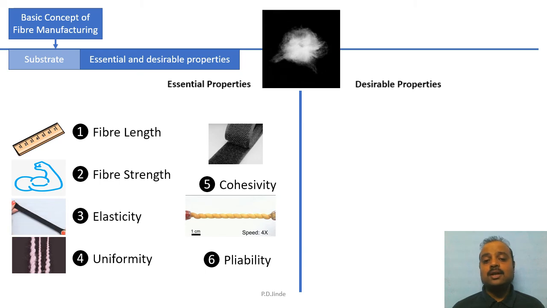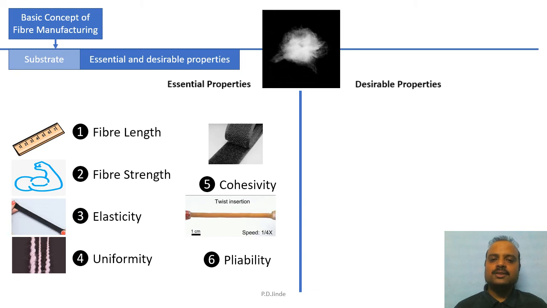Now you can see these are the two properties, cohesivity and pliability. Cohesivity is nothing but stickiness, whereas pliability is nothing but flexibility. Because of these two properties, fibers stick together, bind together, they hold together, and when we apply a small twist, they twist together, and as a result they form a yarn. So these are the essential properties. These are the 6 essential properties: fiber length, strength, elasticity, uniformity, cohesivity, and pliability.